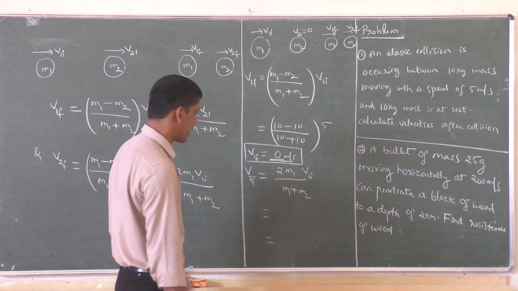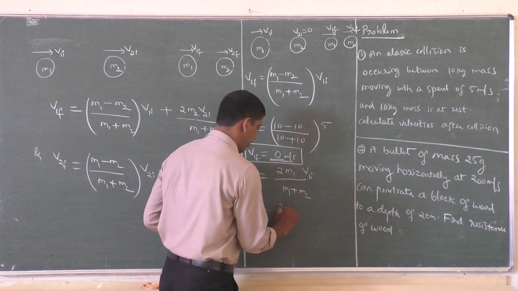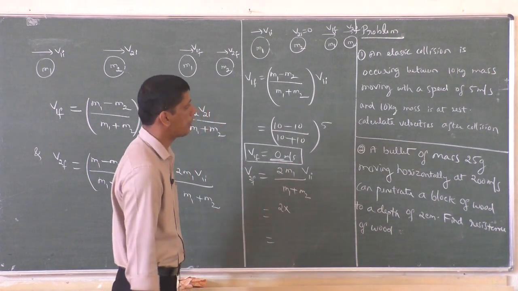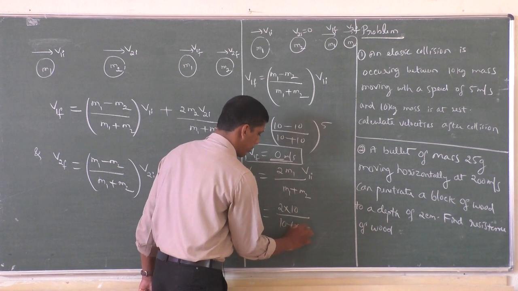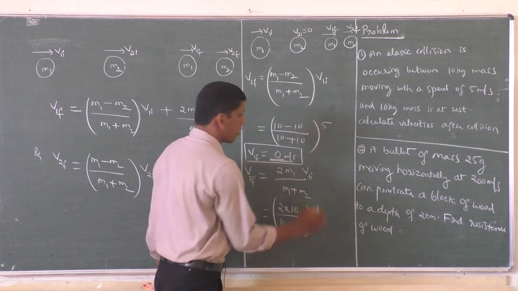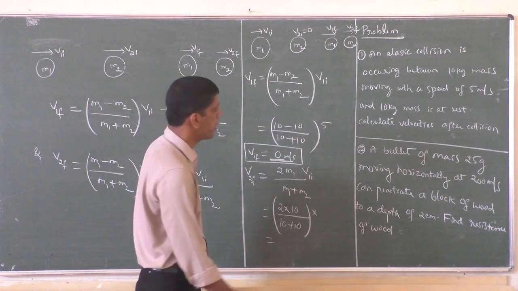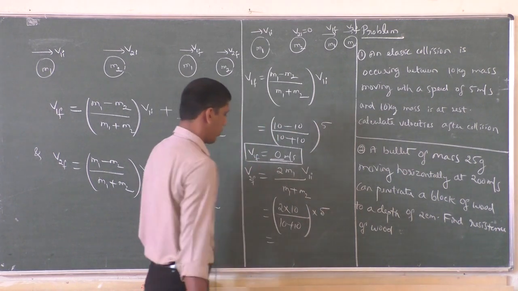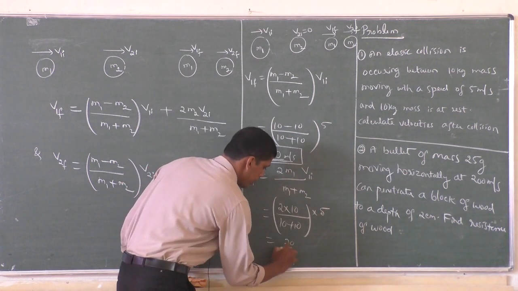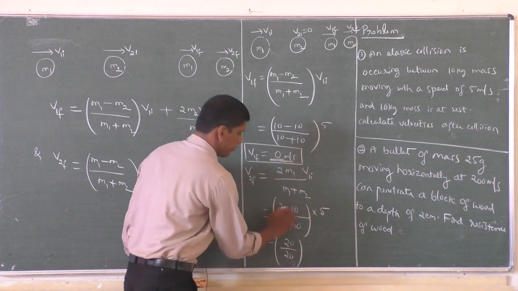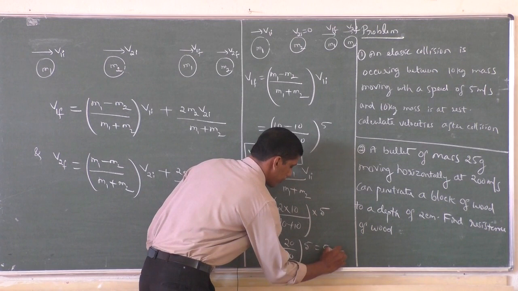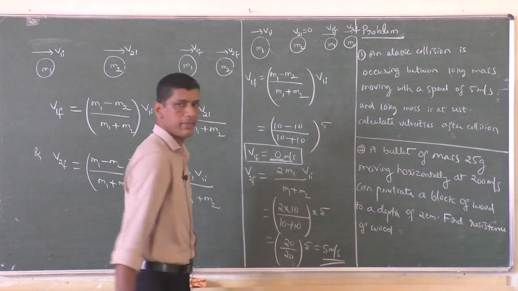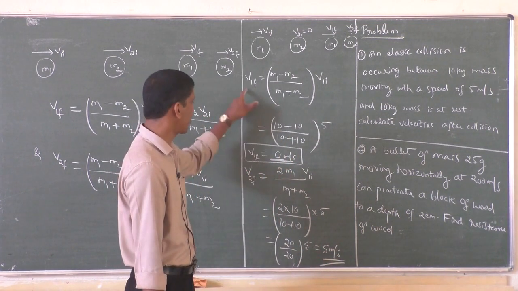Now the second one, v2f, that should be equal to 2 times. What is the mass of the first body? Mass of the first body is 10 by 10 plus 10 into what is the velocity of the first body? Velocity of the first body is 5. What is the answer? 20 by 20, 2 times 10, 20 by 20 into 5, that should be equal to 5 meter per second. So the answer is this much. So therefore we have to remember both the formulas.